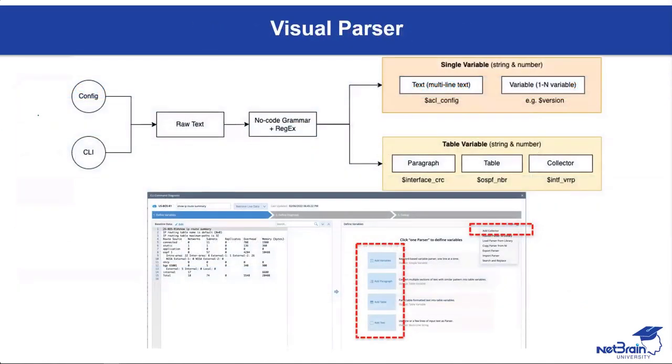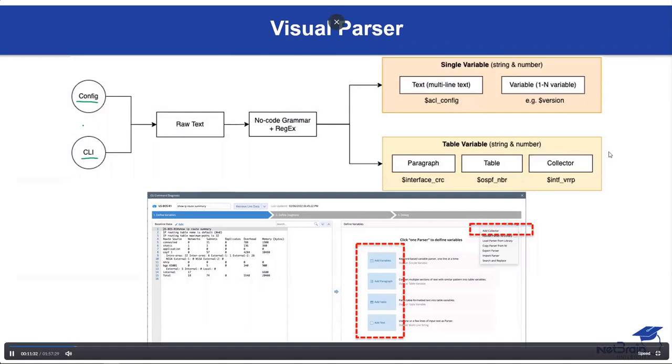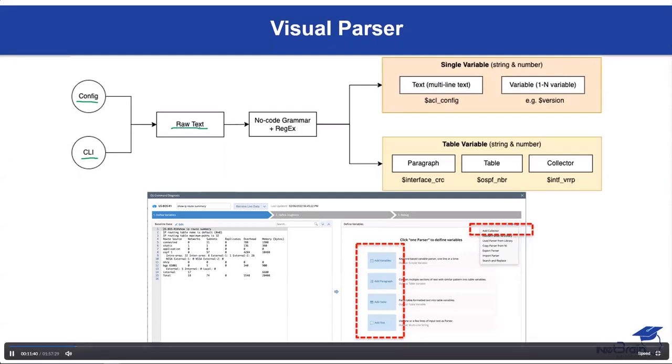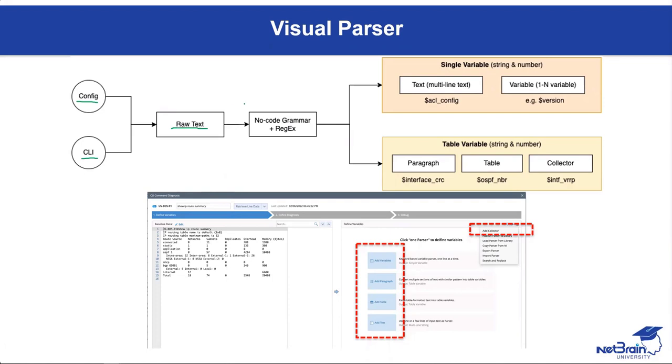Now, what we're going to be doing is pulling from a config file, CLI, which is not on this diagram because it's a newer capability, but also we could pull from SNMP or even from API. And then we need to pull a sample text to basically test what we're defining. We define our no-code grammar.